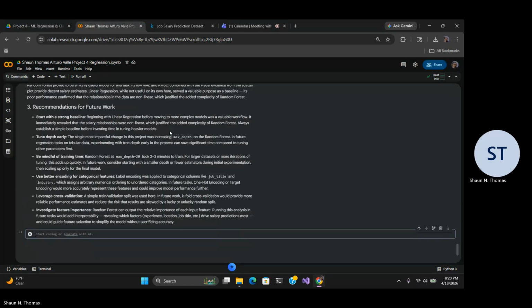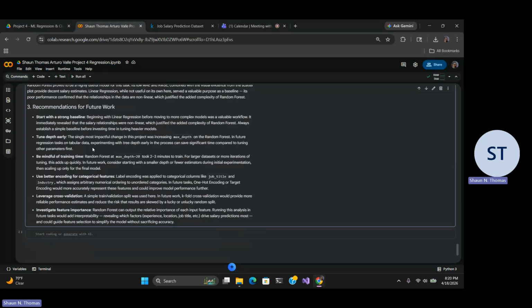I would tune more deeply for my random forest model, so that we can get better accuracy in our predicted outputs, instead of having to continuously run it to check each depth value. And then be mindful of training time. Some other models I tried to use, they would take 10 to 30 minutes to train. I'd just throw them out, as for this use case, it's not particularly useful when, again, random forest can do it in 2 to 3 minutes and get a very decent output.